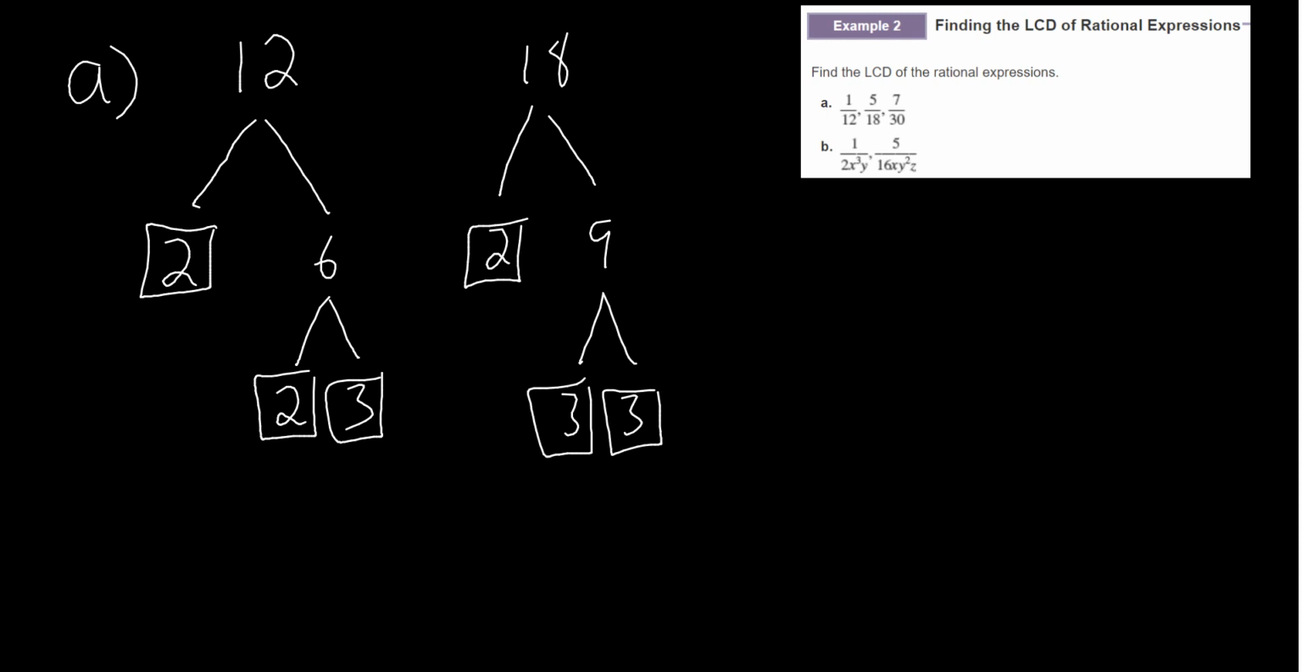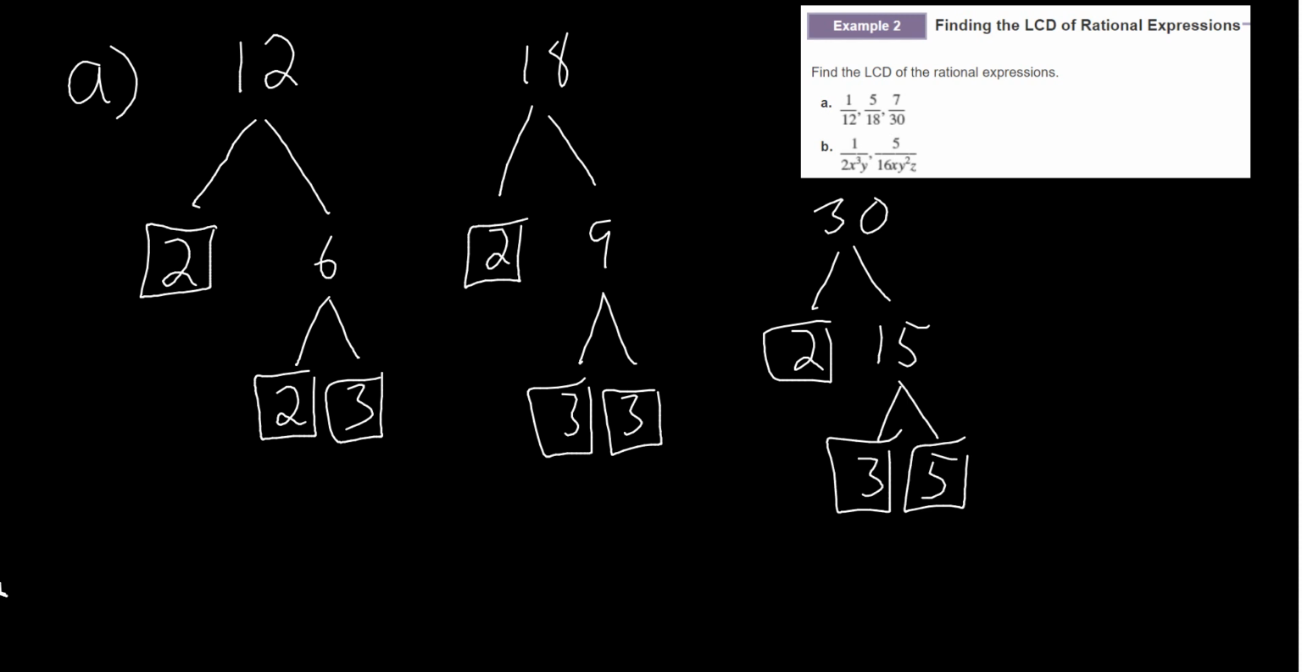And then 30 is 2 times 15. Again, 2 is prime, so I can stop there. And then 15 is 3 times 5. Both those are prime, we can stop there. Okay, so this is the prime factorization tree of 12, 18, and 30. So what do we do with this?